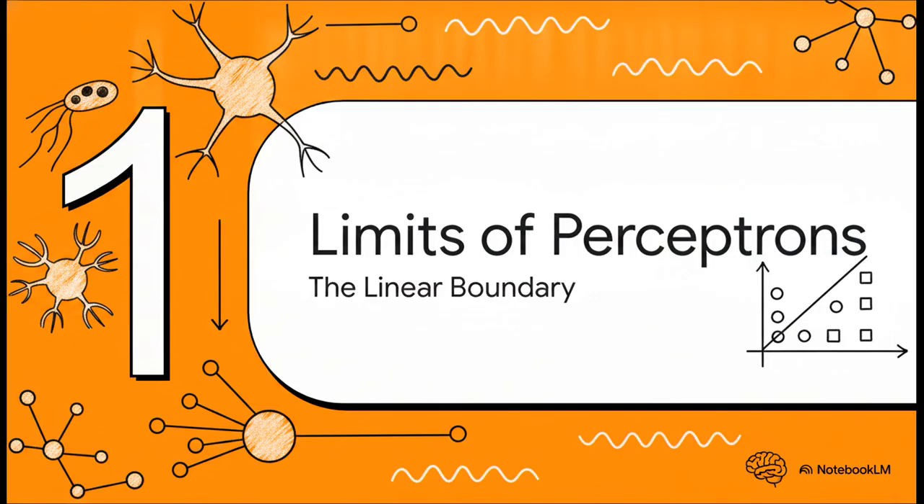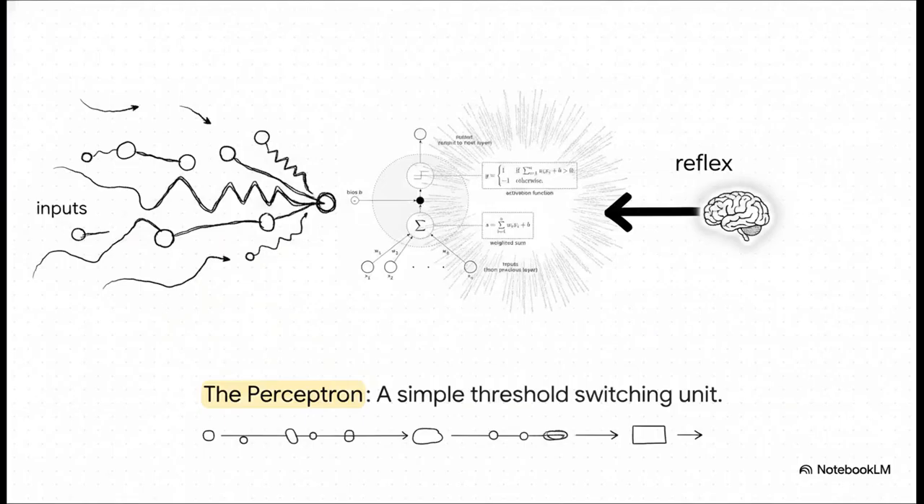To truly appreciate where we ended up, we have to start our story at the very beginning, looking at the biological metaphor of the simplest artificial neuron out there, the perceptron. Here's the blueprint of the perceptron. It is an incredibly elegant, simple threshold switching unit. It takes a bunch of real-valued inputs, multiplies them by some weights, adds a bias, and sums the whole thing up. If that sum crosses a specific predefined threshold, boom, it fires a 1. If not, it outputs a -1. That's literally it. It essentially just mimics a static biological reflex.